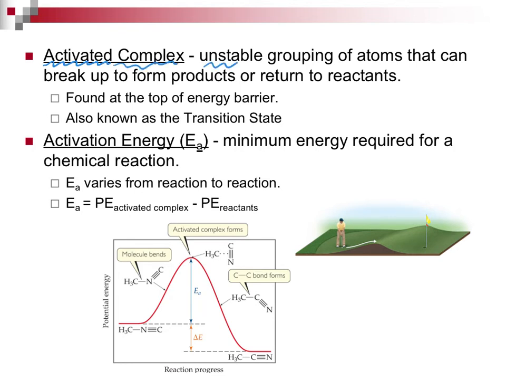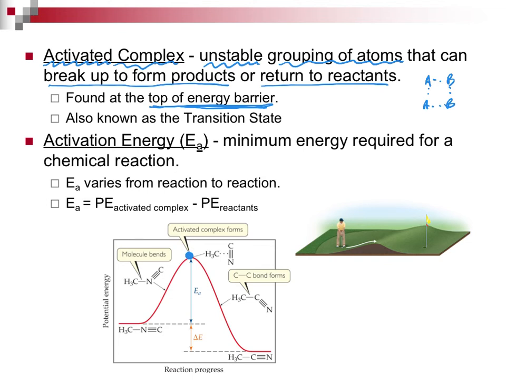So if you say, like, what in the world is an activated complex? Well, it's a very unstable grouping of atoms. When I drew my A, B, B, that's really what I was referring to. They can break up to form products, or they can return to go back to reactants. Notice its definition. It says it's found at the top of the energy barrier. Again, terms you've never seen. But that activated complex, we call it an energy barrier.